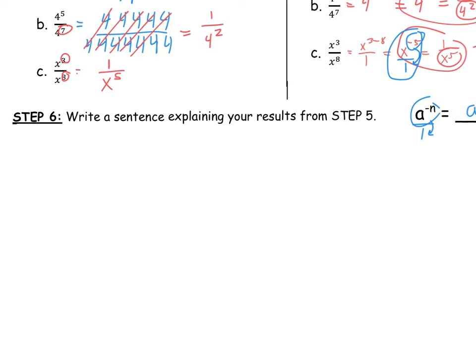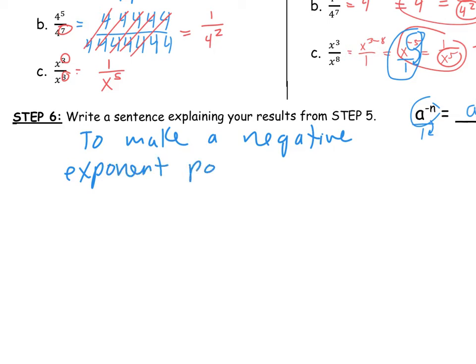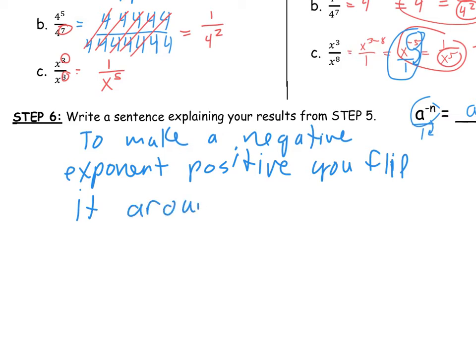Explain your results. Well, to make a negative exponent positive, you flip it around the fraction bar, over it or under it, whatever it is.